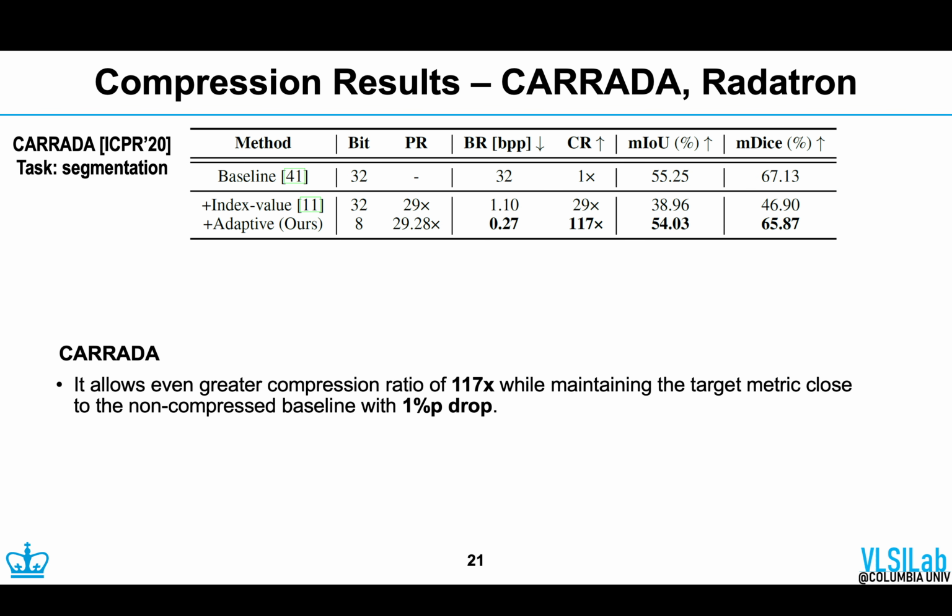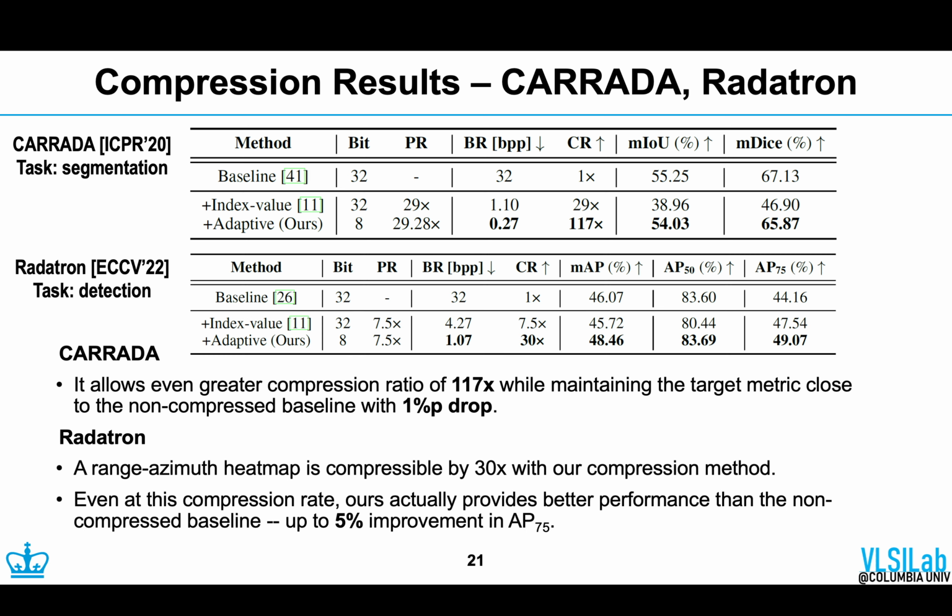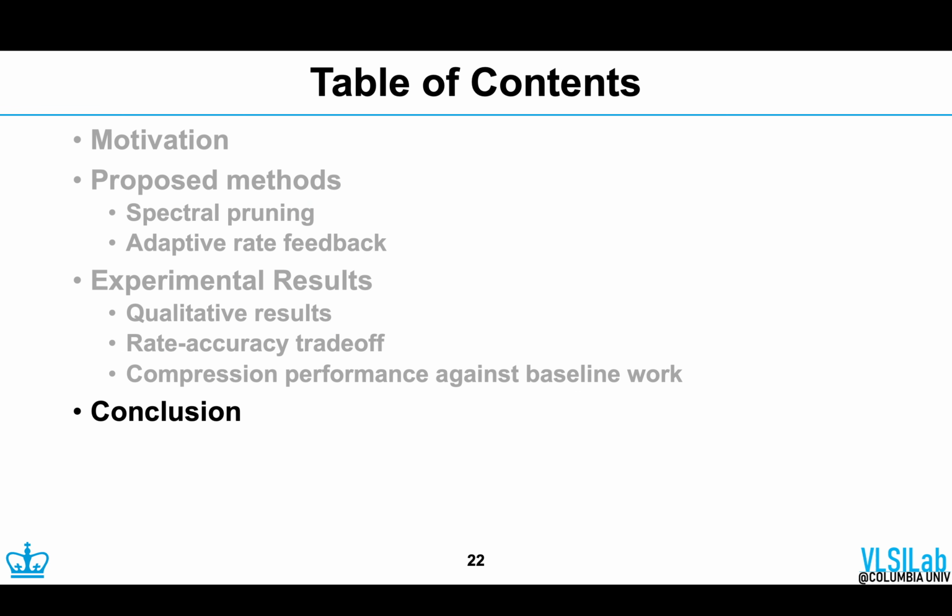On the Carrada dataset, it allows an even greater compression ratio of 117 times while maintaining the target metric close to the non-compressed baseline, with a 1 percentage point drop. On the RADIal dataset, a range azimuth heat map is compressed by up to 30 times. Even at this compression ratio, our method actually provides better performance than the non-compressed baseline, up to a 5 percentage point improvement on average precision 75.